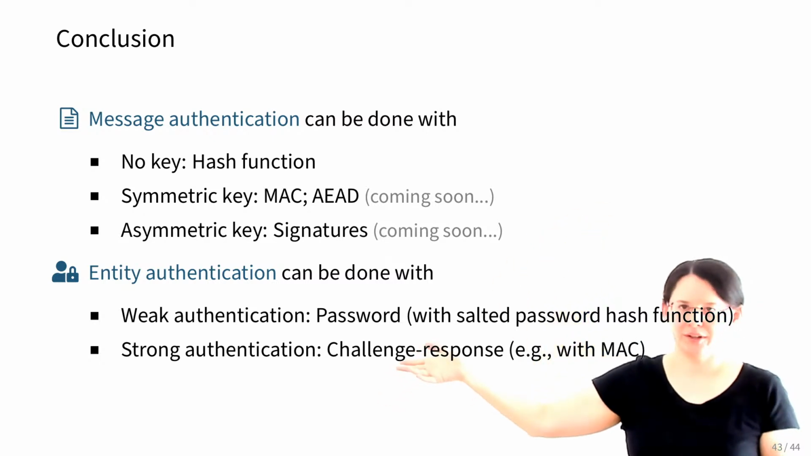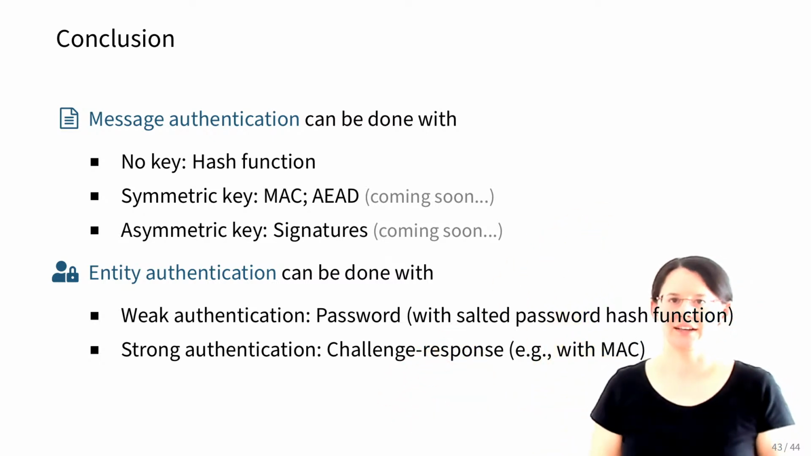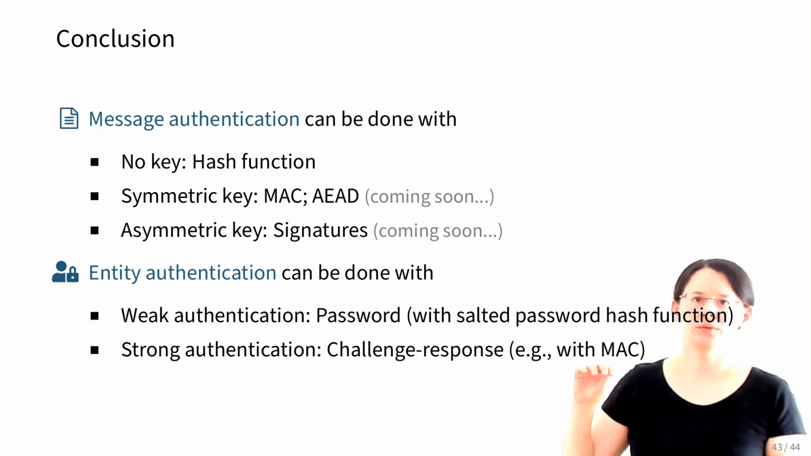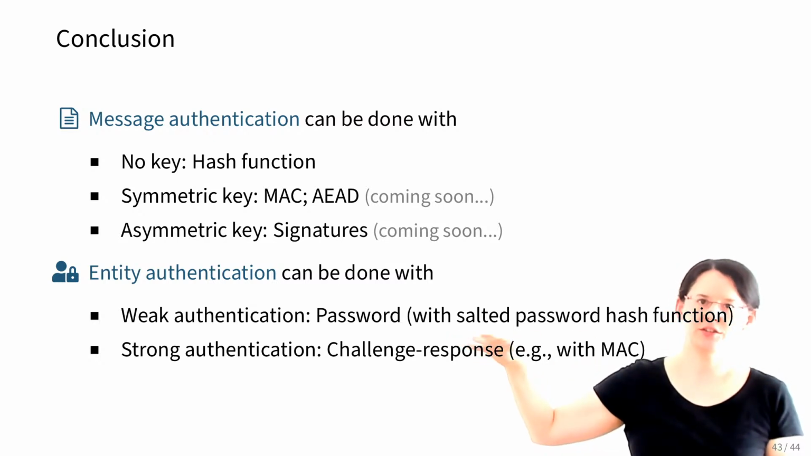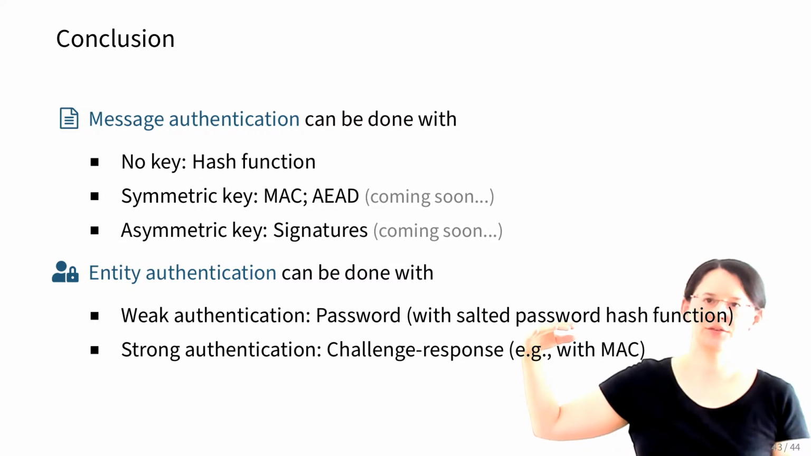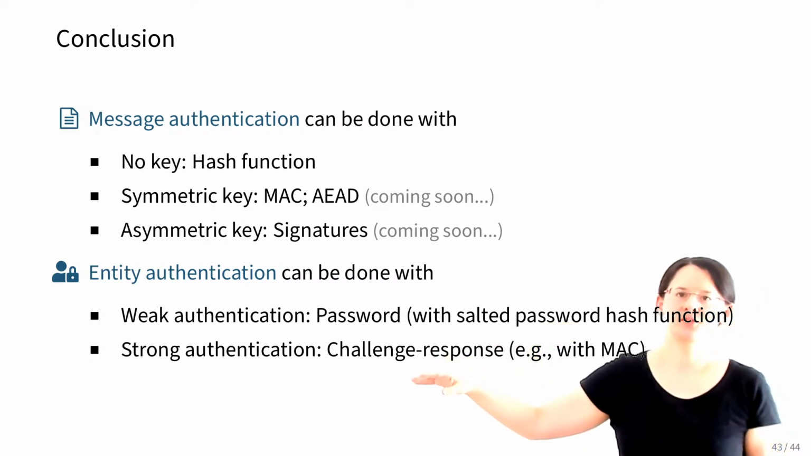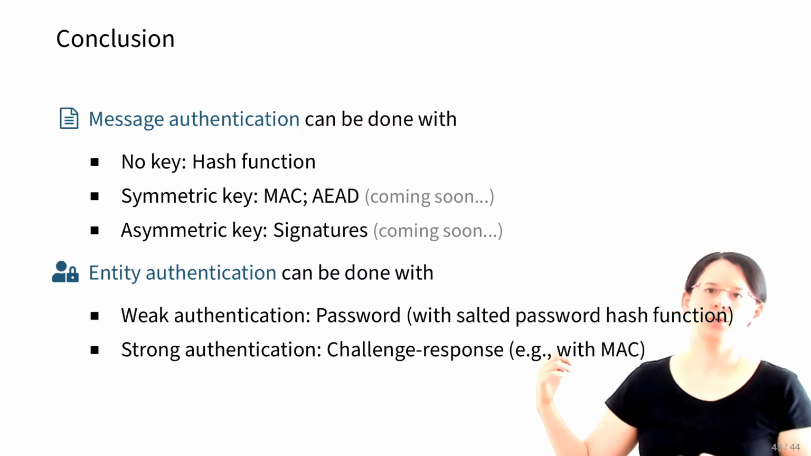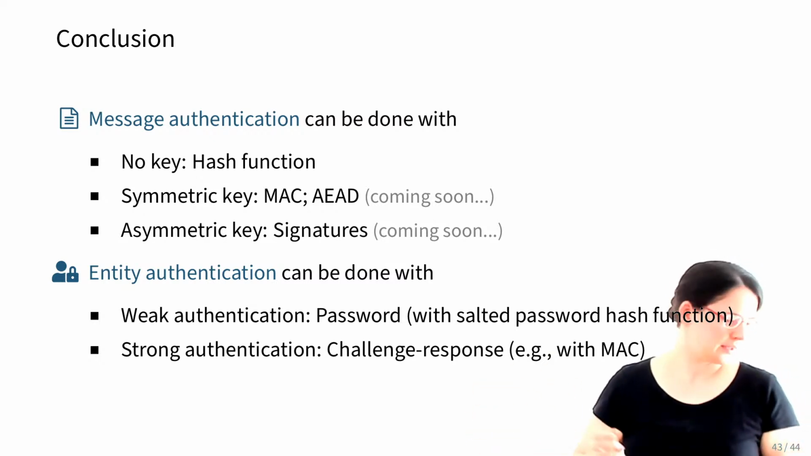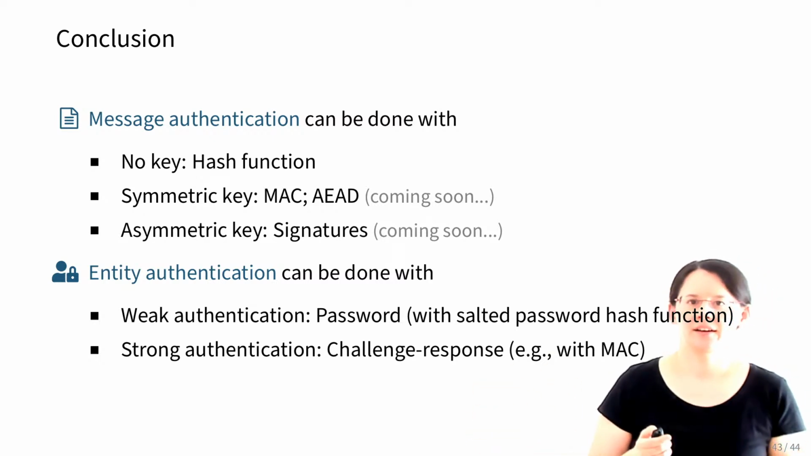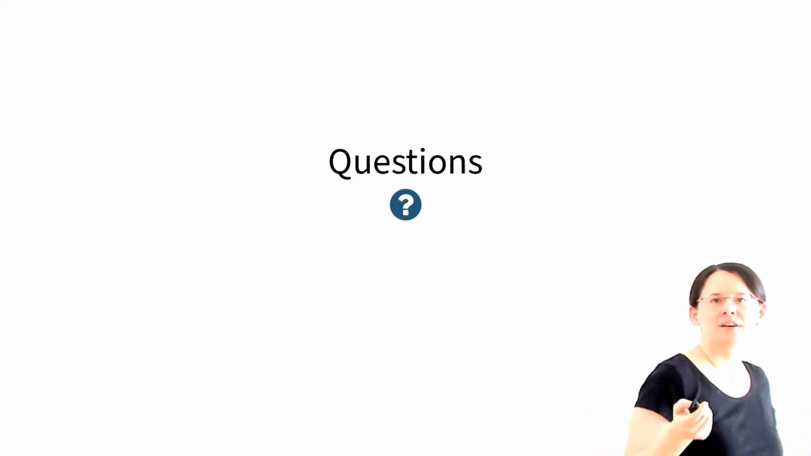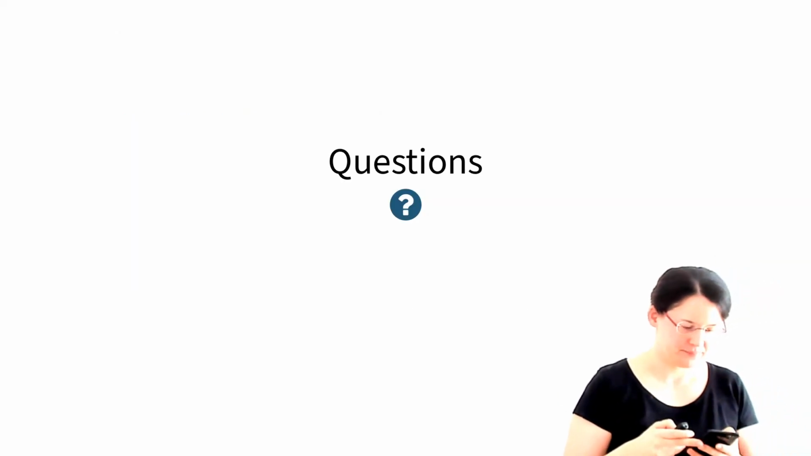And at the end, we had a look at entity authentication schemes, where you can either do so-called weak authentication, like passwords, where you tell the entire secret, or strong authentication, where you respond to some challenge. For example, a number the server sends you or the current time. Okay, and with that, we are almost not over time, depending on how many questions you still have for me.